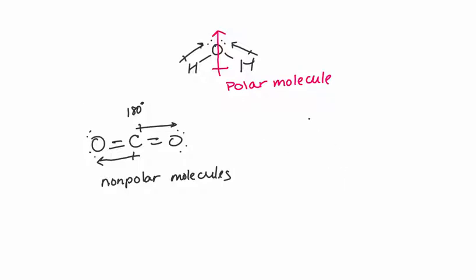Ammonia is similar. So we have ammonia. Ammonia is a trigonal pyramid and it has this lone pair of electrons on top. All three of these bonds are polar, and they do point up towards the nitrogen. And there is a cloud of electrons on top of nitrogen, so this is also a polar molecule.